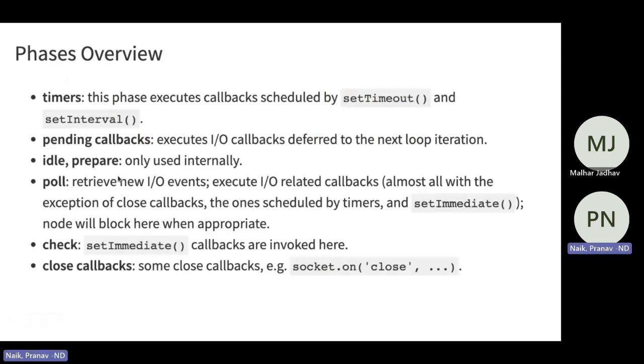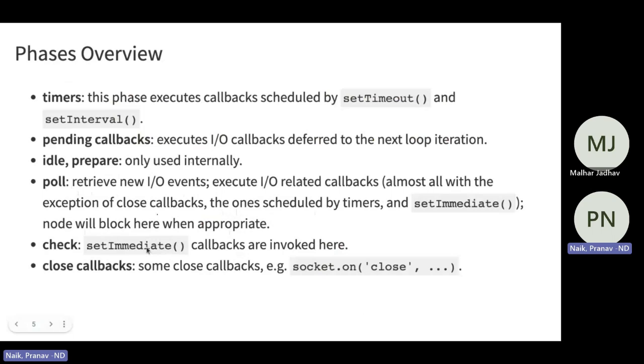Poll. So in the polling phase, what does the definition say? Retrieve new input output events, execute input output related callbacks. Almost all except close callbacks, the ones scheduled by timers, and setImmediate. Node will block here when appropriate. We will come to this later, how Node will block here.